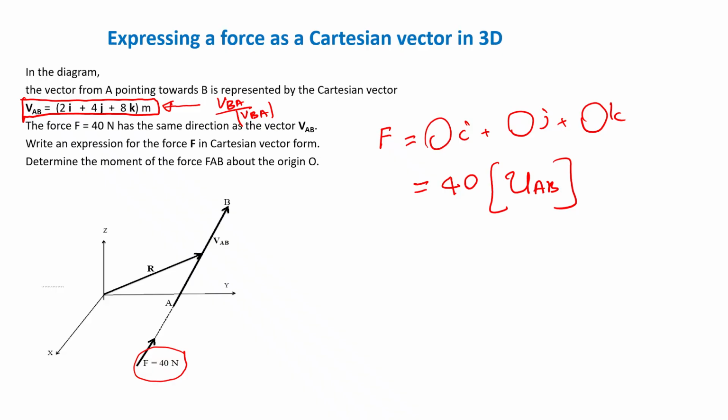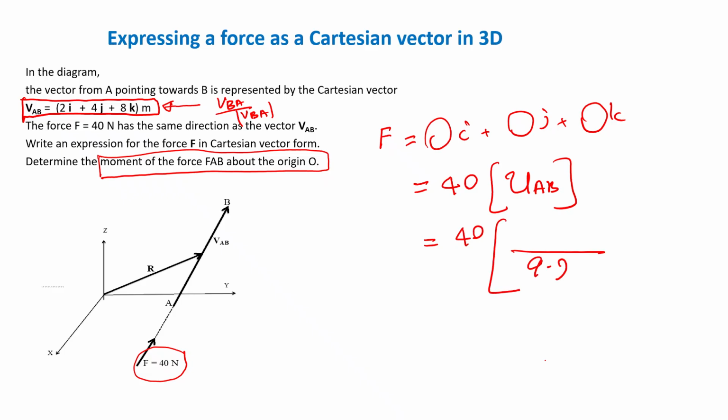Can you find me the unit vector UAB and also the force? And then we can do the moment. So we just find the magnitude and we find U times 40. That's it for the force. I'll give you time, okay? The magnitude is 9.17, which will be 9.2. So with 9.2 magnitude, you have 2i plus 4j plus 8k.